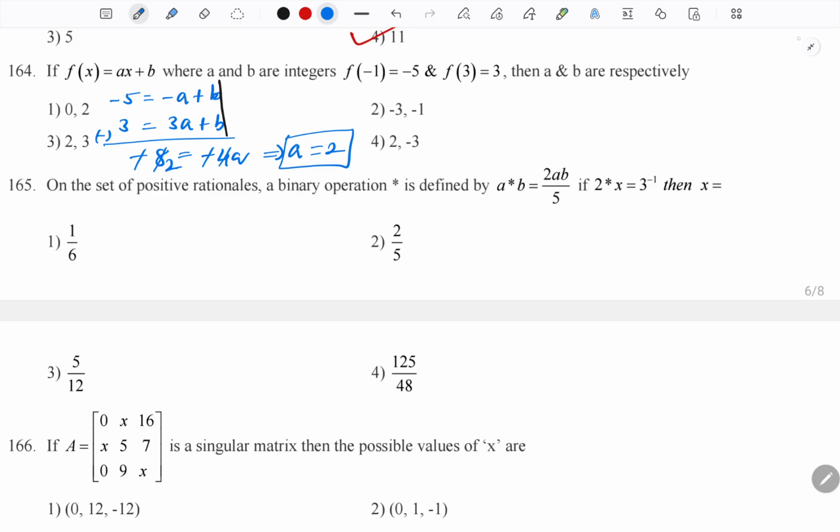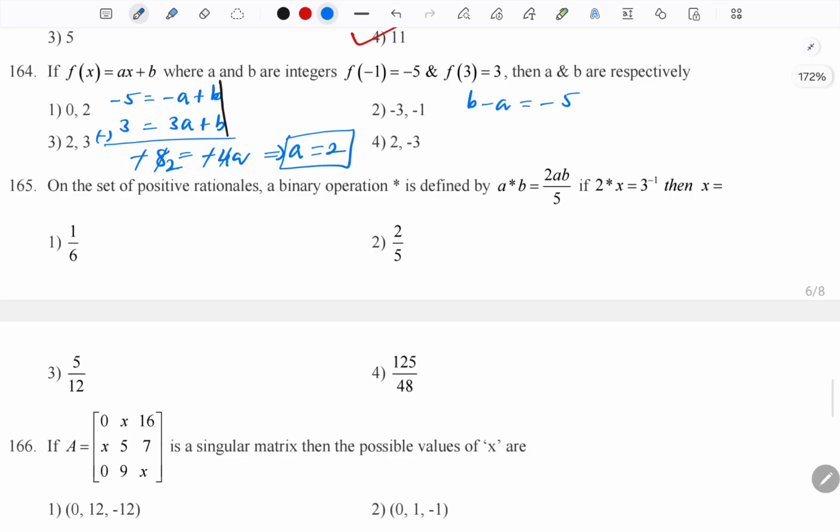Now to find the value of b, substitute. See, if you want to find the b value, substitute that a value either here or here. Okay, now I am going to substitute in the first equation. What is the first equation here? b minus a equal to minus 5, right? If I substitute a equal to 2, b equal to minus 5 plus 2, minus 3. So b equals how much? Minus 3. So where is it there? 2 comma minus 3. So 2 comma 3 is wrong. So 4 is my answer. So option 4 is this one.